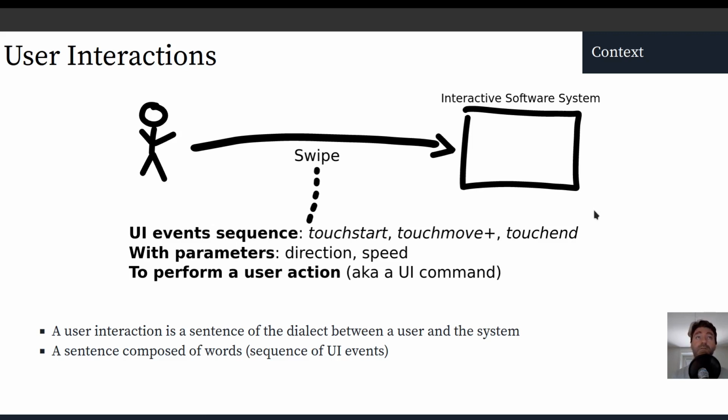And a user interaction is composed of a sequence of events. For example, the swipe starts with a touch start, then we have a sequence of touch moves, and finally a touch end. In fact, the swipe is a kind of drag and drop with specific parameters, such as the direction and the speed. And we interact with software systems to perform user actions on it, to give it a command to execute.